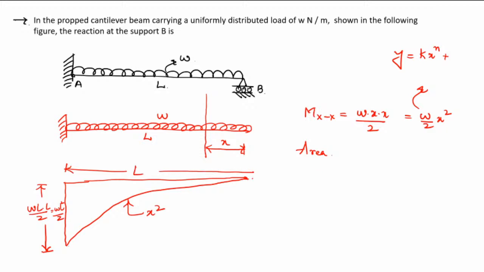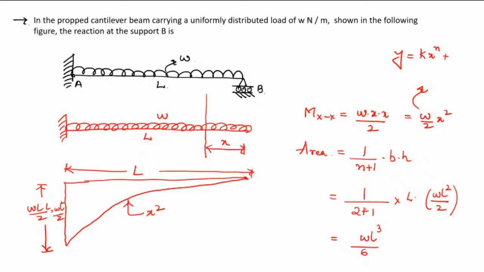Area of this curve is how much? That is 1 by n plus 1 times BH. What is n here? 1 by n is 2 here. So 1 by 2 plus 1 into base, which is length here, and height is WL square by 2. So area will be WL cube by 6. This will be the area.